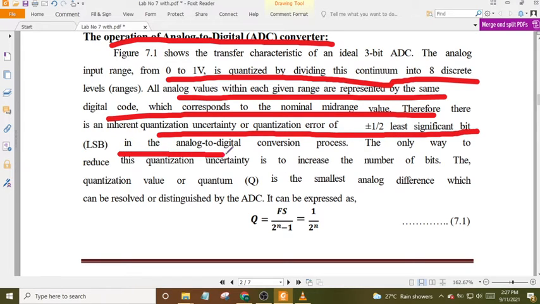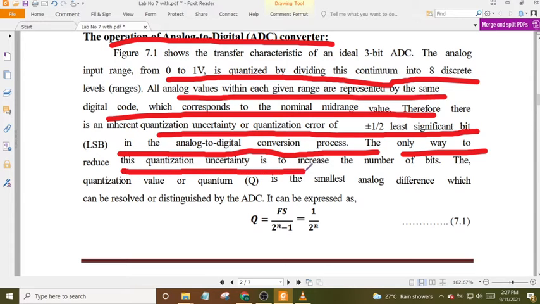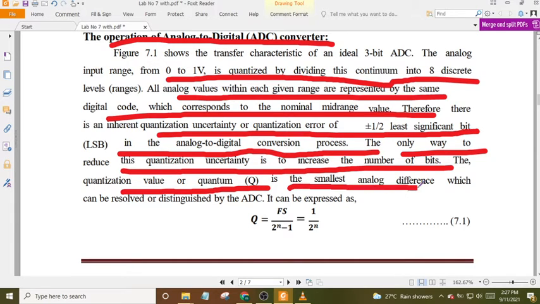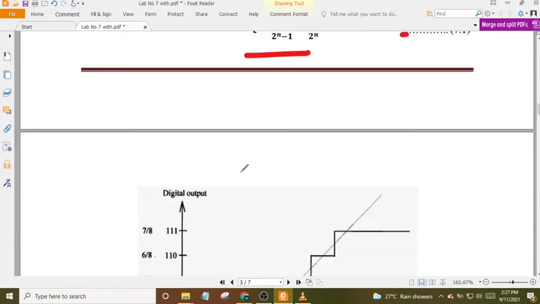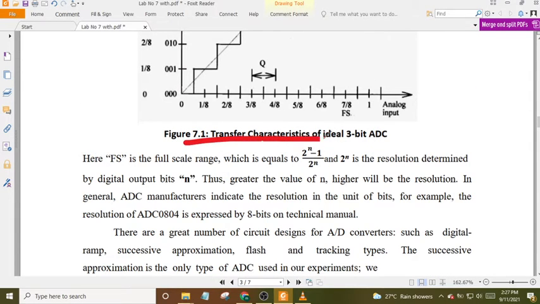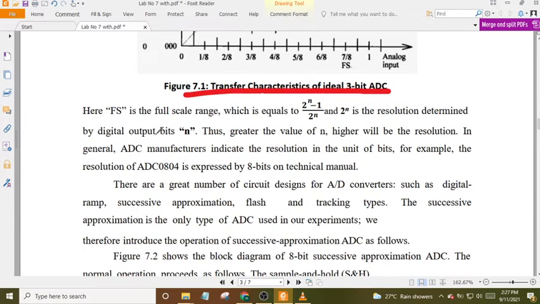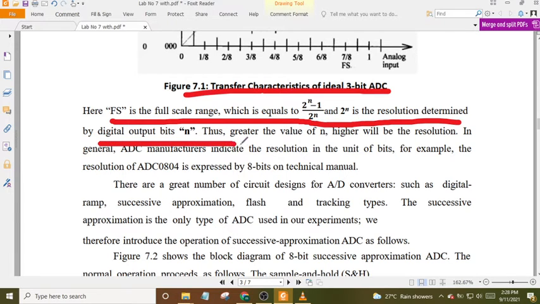In the analog to digital conversion process, this quantization uncertainty can only be reduced by increasing the number of bits. The smallest quantization value, or quantum Q, is the analog difference which can be resolved or distinguished by the ADC. It can be expressed as Equation 7.1. Figure 7.1, transfer characteristics of ideal 3-bit ADC. Here Fs is the full scale range, and n is the resolution determined by the digital output bits, and thus the greater the value of n, the higher the resolution.